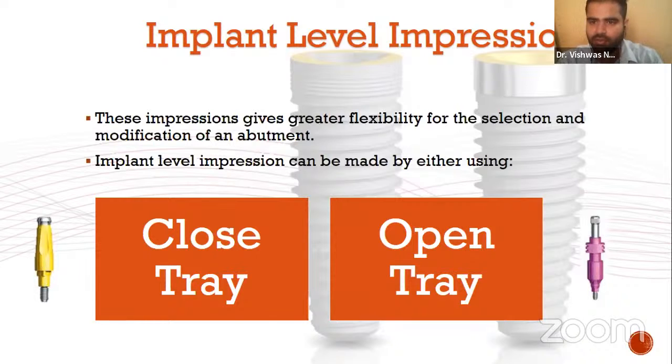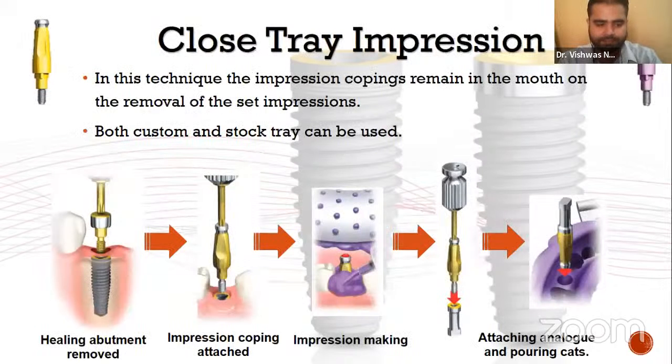Also, there are two available techniques under this, that is closed tray and open tray. First, I'll be discussing the closed tray. In this technique, the impression coping remains inside the mouth once the impression material is set, and it can be used with both custom and stock trays. The basic workflow involves removing the healing abutment, placing the closed tray impression coping, making the impression with the help of your material of choice, and finally placing that impression coping into the set impression material.